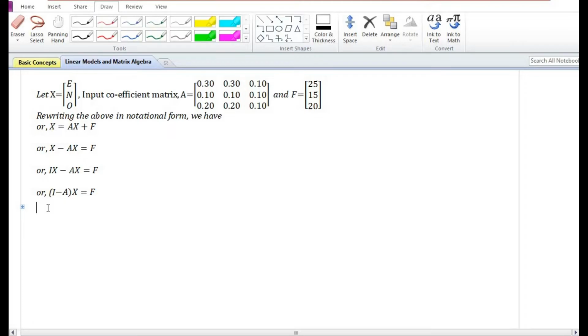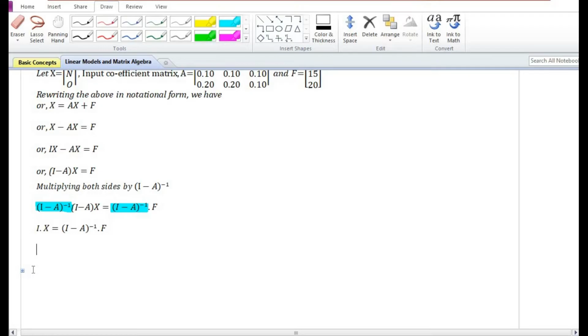Now let us multiply both sides by (I minus A) superscript minus 1. Now (I minus A) superscript minus 1 is known as the inverse of I minus A. We know that multiplication of an inverse of a matrix with any given matrix will yield an identity matrix. So multiplication of (I minus A) inverse times (I minus A) in this case will yield an identity matrix. Again, multiplication of an identity matrix with any given matrix will yield that matrix itself. So we have X equals (I minus A) inverse times F.